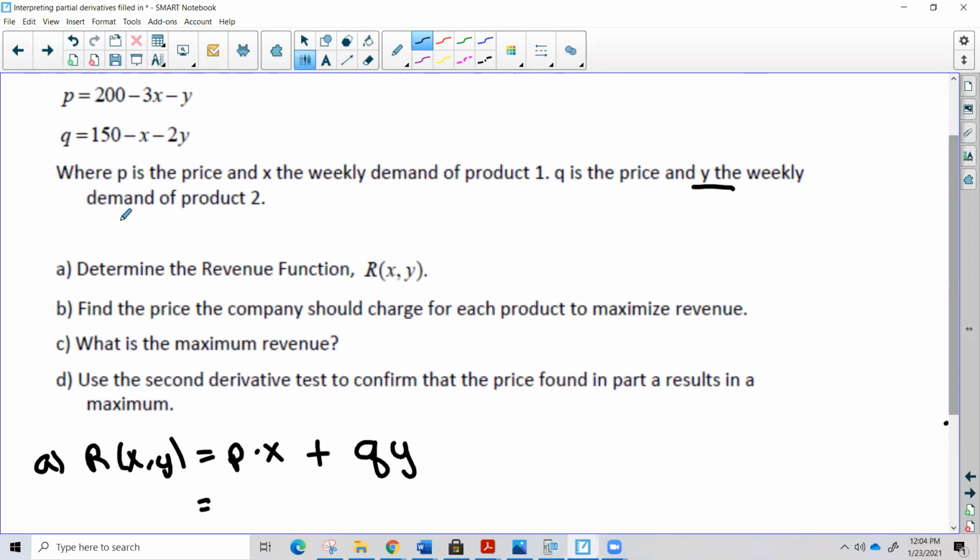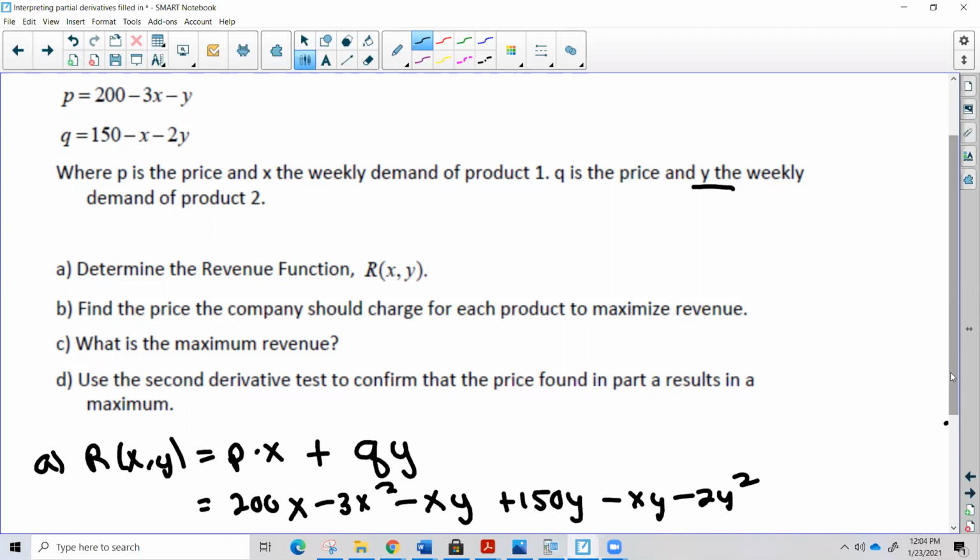So I would do for this one, P times X. So I'm going to multiply every term by X. So it's going to be 200x minus 3x squared minus xy. So I multiplied everything in here by an x. I'm going to multiply everything in Q by a y. So it's going to be 150y minus xy minus 2y squared.